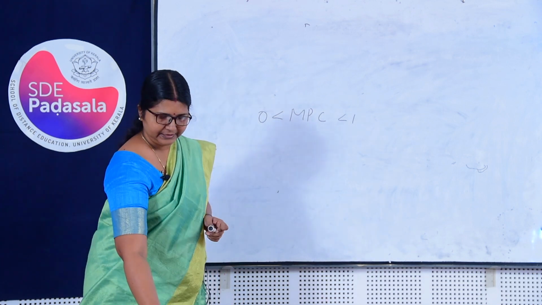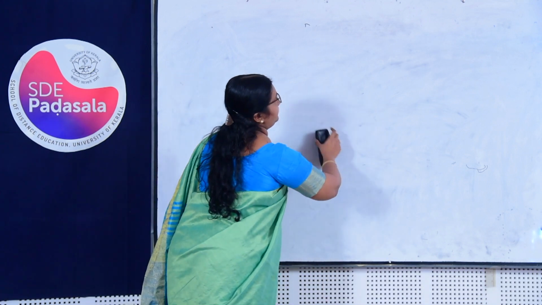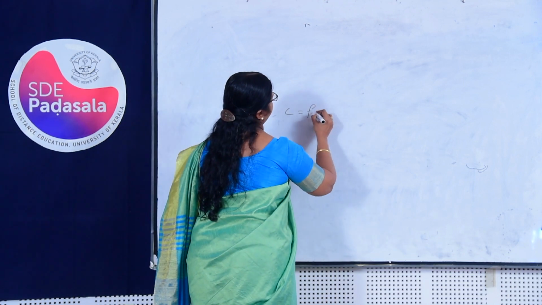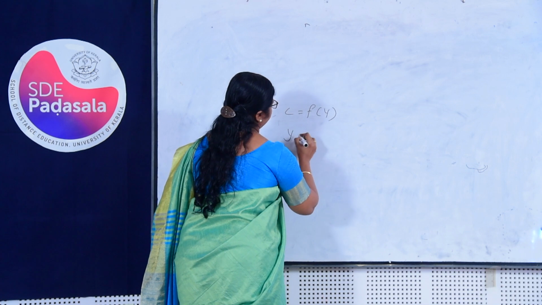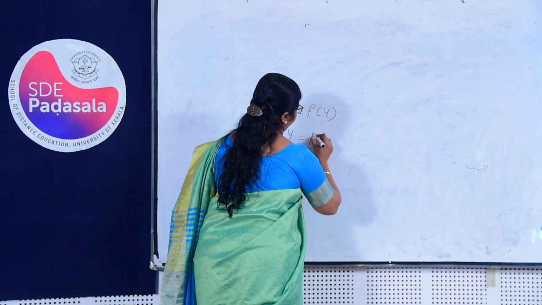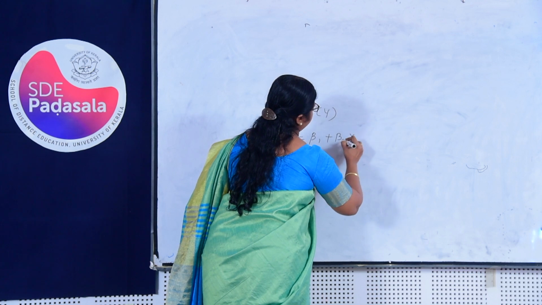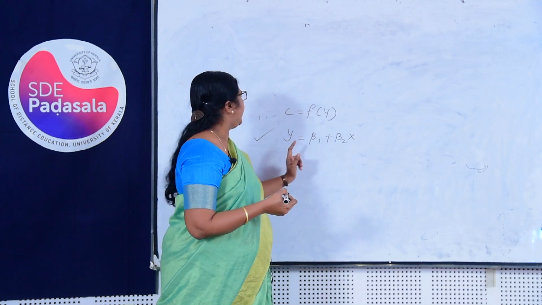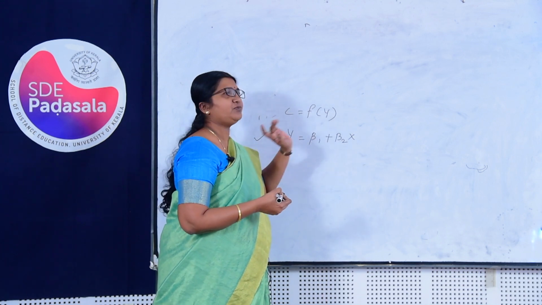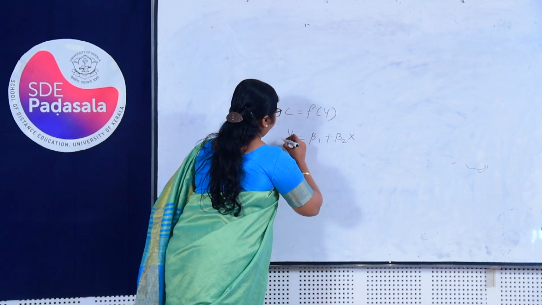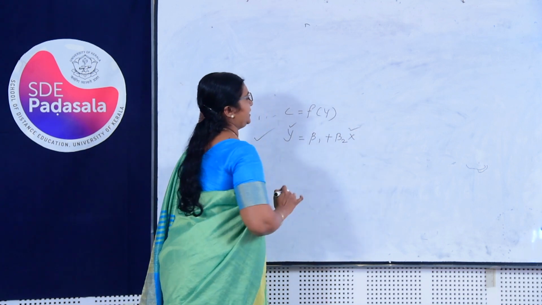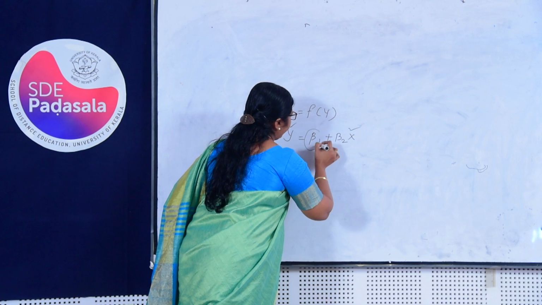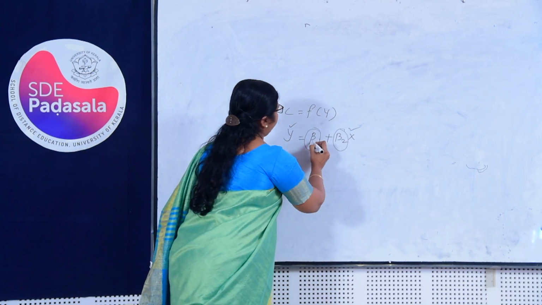Then coming to the next step. Next step is the specification of the mathematical model. So, consumption is a function of income. So, Y is equal to beta 1 plus beta 2 X. This is the mathematical model. Here Y is the dependent variable and X is the independent variable, and here Y stands for consumption and X stands for income. So, we have two variables, one dependent variable and one independent variable. Independent variable is also known as explanatory variable. And here we have two parameters, beta 1 and beta 2.